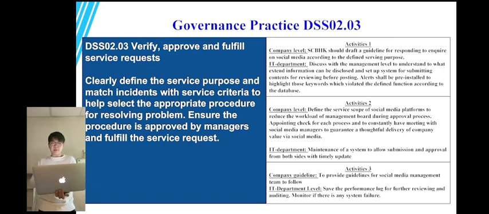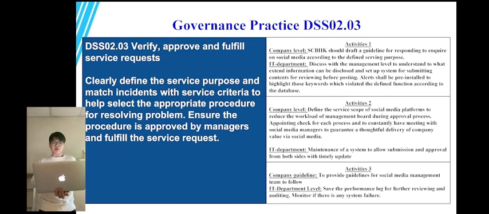And on the IT department level, they should discuss with the management level to understand to what extent the information should be disclosed and set up a system for submitting contents for reviewing before posting. An alert should be pre-installed to highlight those keywords which violate the defined function according to the database. Second, a clear process for obtaining functional approval from management level should be previously formed.